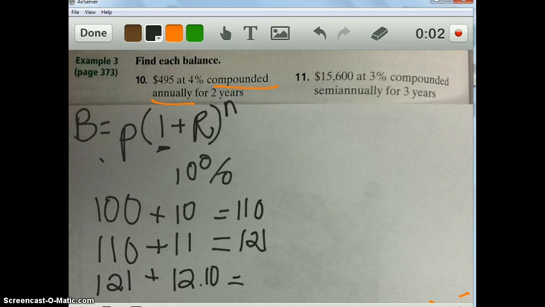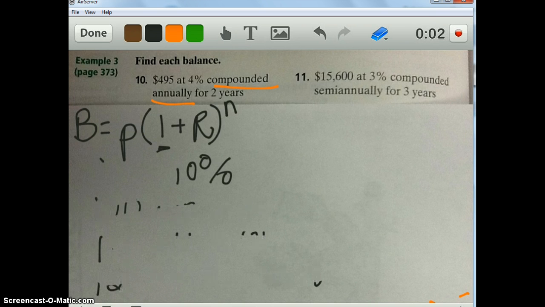So at the end of this year, I have $133.10. Compound interest grows faster because each year I start working off of the money I had plus the money I earned. So that makes a big difference in your answers when you compound it. So let's go through this one.